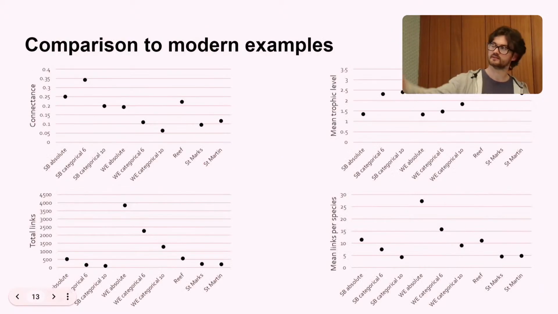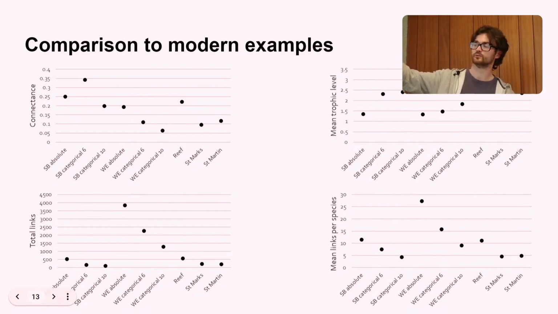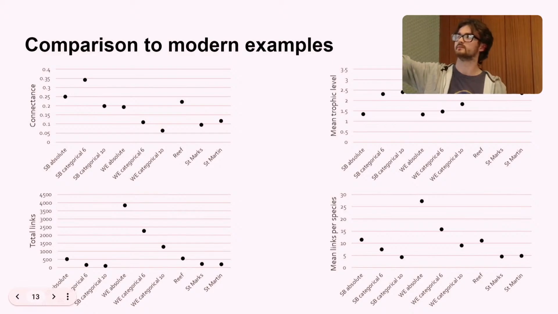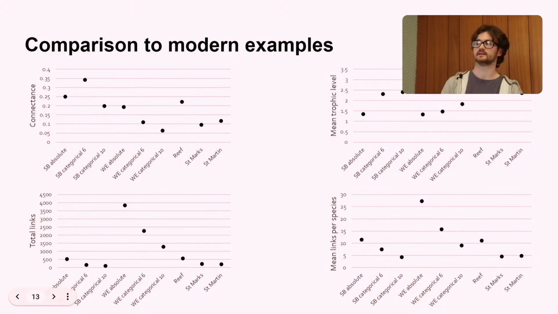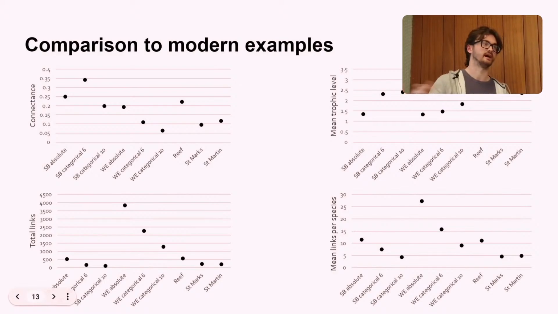Okay, so then I compared these webs to modern examples. So they're marked as Reef, St. Mark's, and St. Martin. These are just modern ecosystems from islands in the Pacific, just had the data sets provided. So the 4 metrics that I focused on were connectance, mean trophic level, total links, and mean links per species.